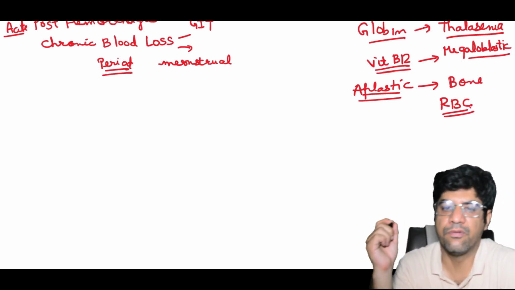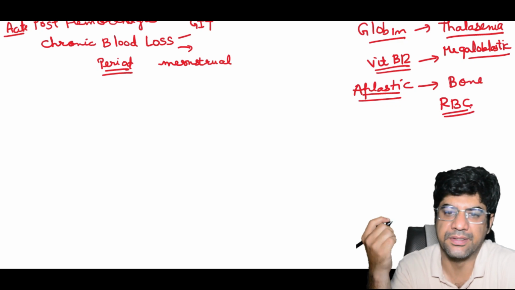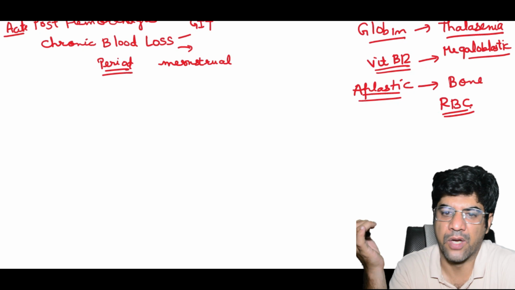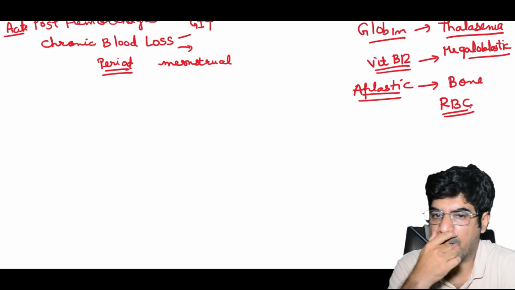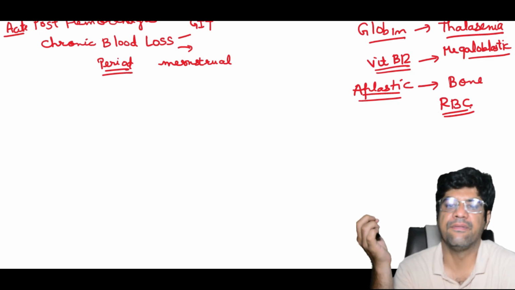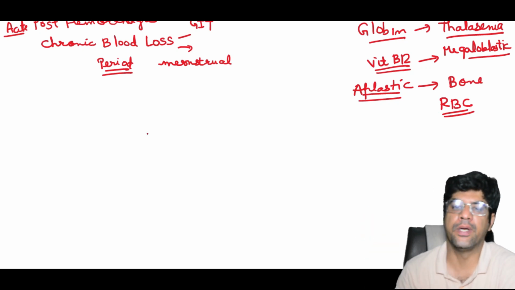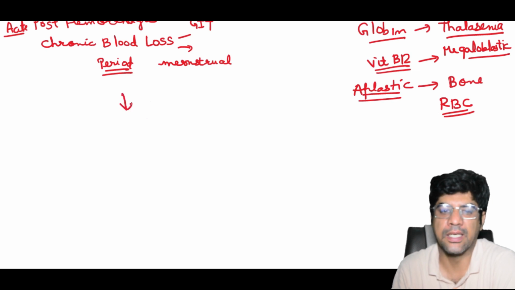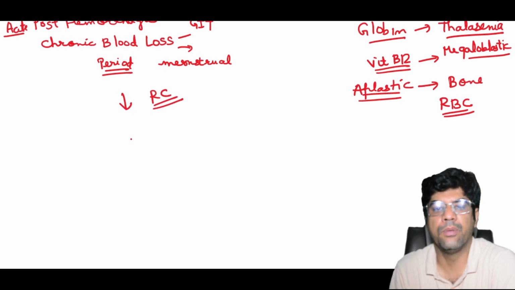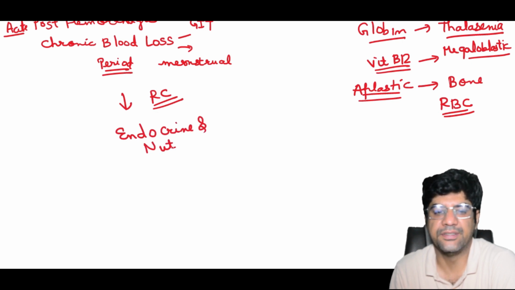Apart from that, bone marrow failure can occur due to systemic diseases. Chronic diseases can suppress bone marrow function. Anemia in renal disease occurs when the kidneys fail to produce adequate erythropoietin hormone, which leads to a decrease in red cell production. Other anemia could be due to endocrine and nutritional deficiency.